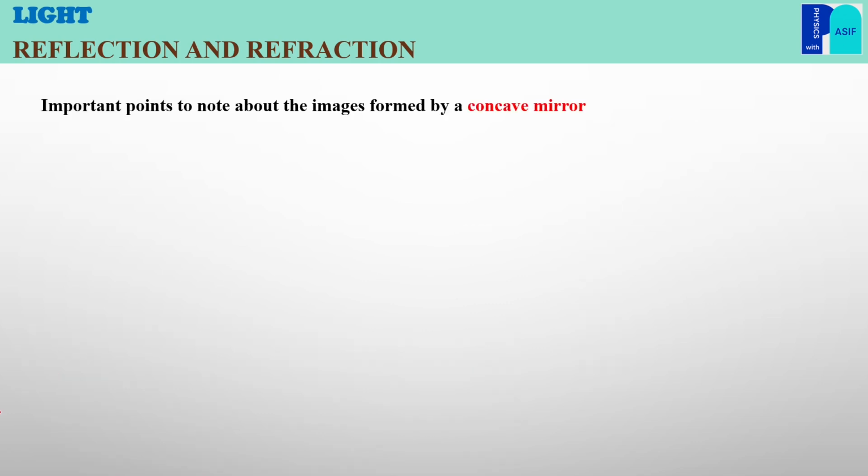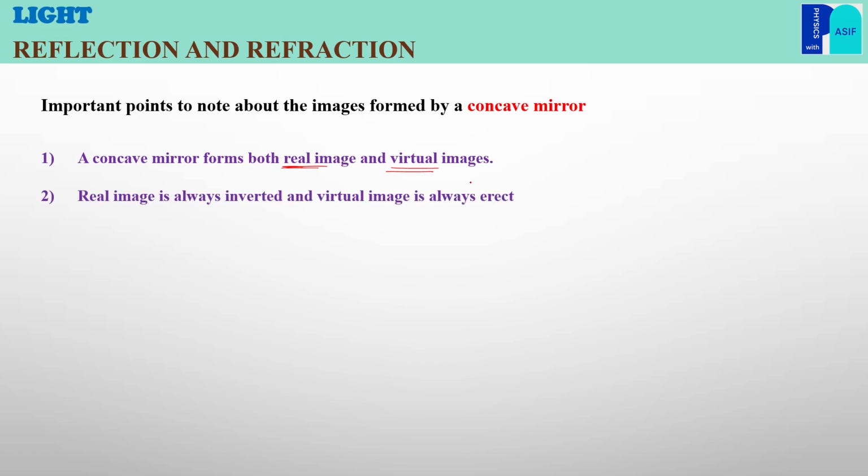And these important points are: the first one, a concave mirror forms both real and virtual images. We have seen that when the object is in between infinity and the principal focus, the image is formed on the screen. Therefore, it is a real image. And when the object is before the principal focus, the image is found behind the mirror. Therefore, it is the virtual image. And next one, the real image is always inverted and the virtual image is always erected. We have seen in the activity that whenever the real image is formed on the screen, it is always inverted. And when the virtual image is formed behind the mirror, that is erected.